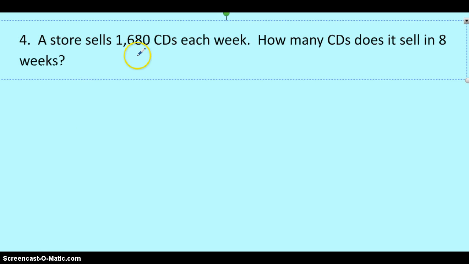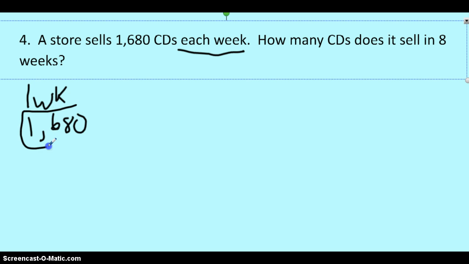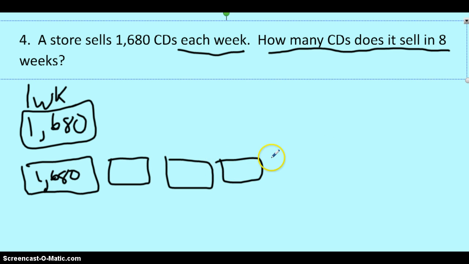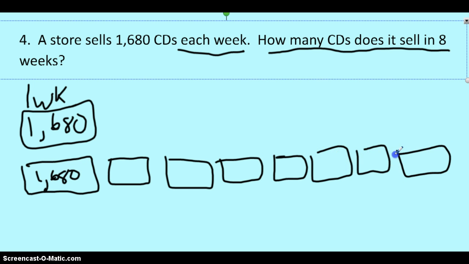Number 4, a store sells 1,680 CDs each week. Wow. So every week. So for 1 week, they sell 1,680 CDs. It wants to know, well, how many CDs will it sell in 8 weeks? Well, that's 1 week. Then I'm trying to figure out 8 of those. So there's 1,680 in that one. And there's another week. And how many weeks did it want us to find? 8 weeks. 4, 5, 6, 7, 8.